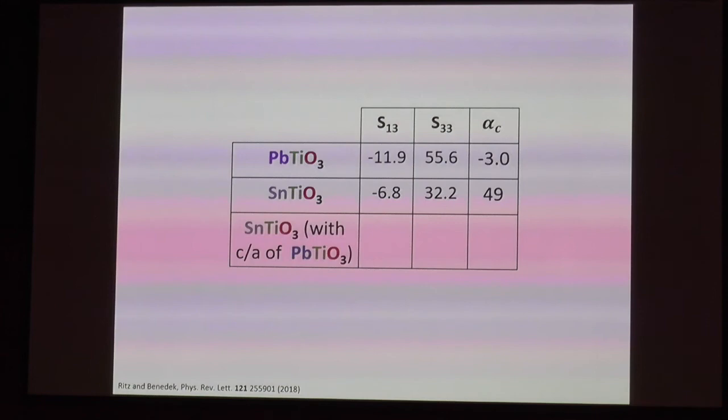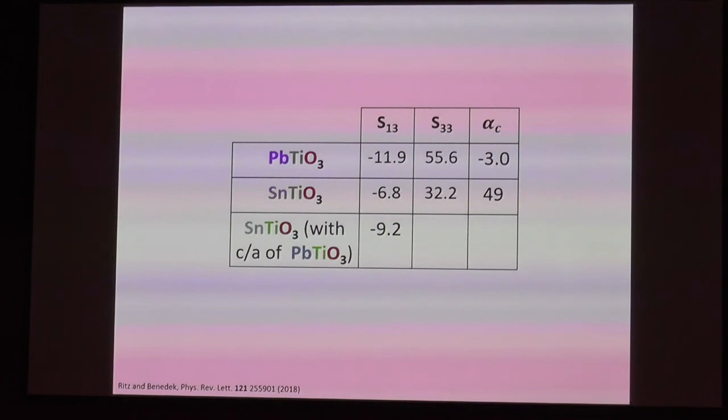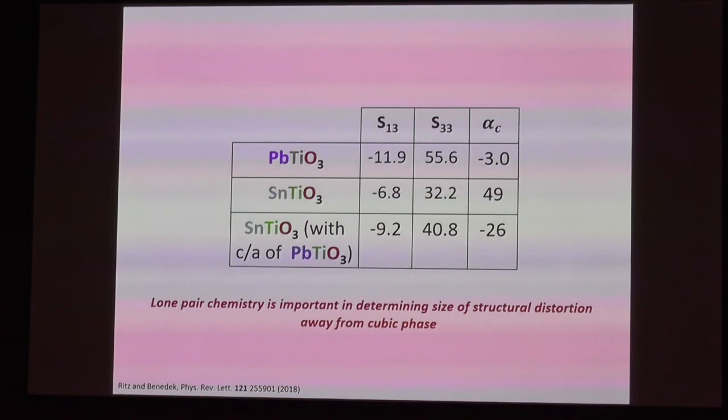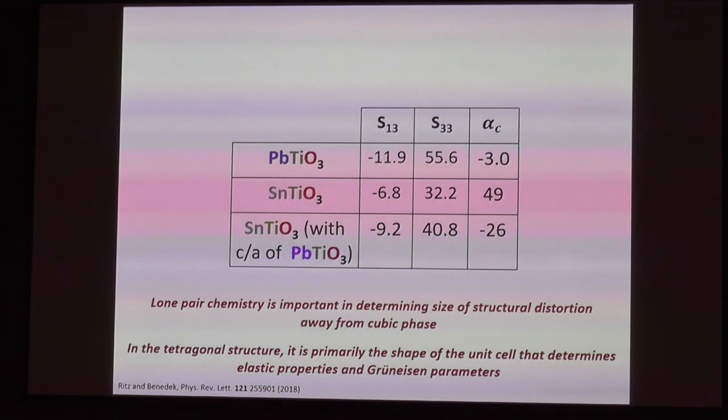And then we made a Frankenstein material. So this is tin titanate, but with a C over A ratio of lead titanate. So in this hypothetical material, S13 is more negative, so there's more elastic coupling between the A and C axes. S33 is larger, it's closer to what it is in lead titanate. And together with the Grüneisen parameters, alpha C is negative, and so there's net negative thermal expansion. So the lone pair chemistry is important for determining the size of the structural distortion away from the cubic phase. But once you're in the tetragonal phase, it's mainly the shape of the unit cell that determines the elastic properties and the Grüneisen parameters.